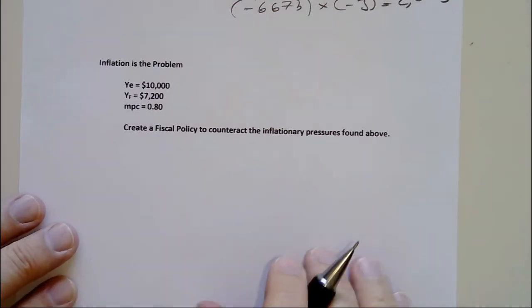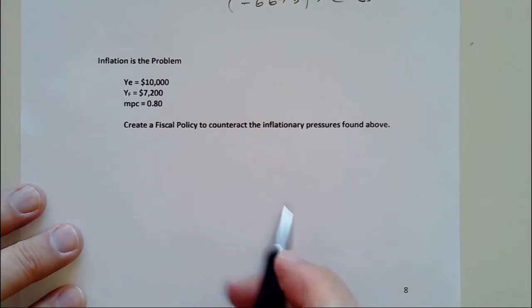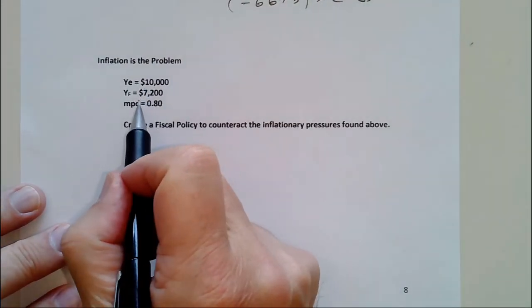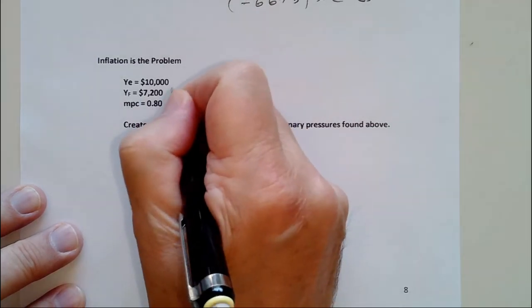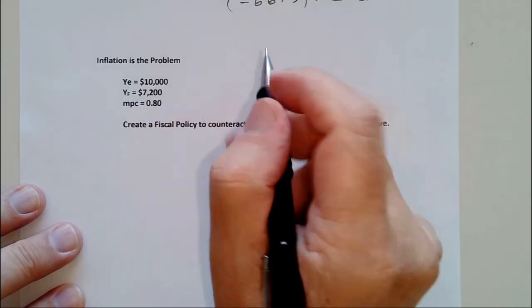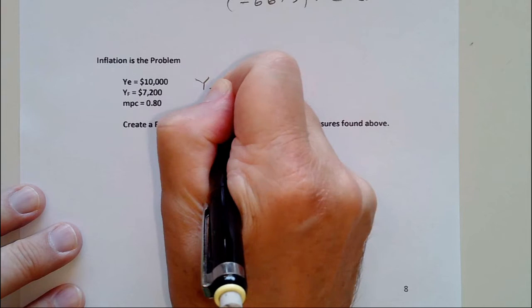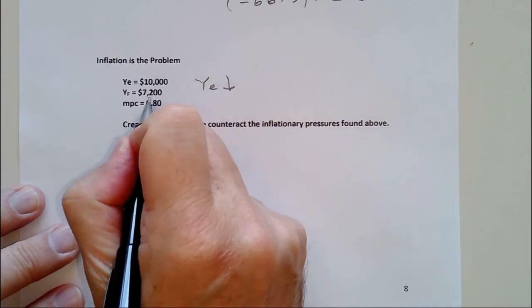Okay, another question. Let's say we have an inflationary problem. Here we have our equilibrium is now above full employment. So we have too much spending. This is too much income there, trying to buy too much. And therefore we want to bring income down, equilibrium income down. We want to get it down to 7,200.